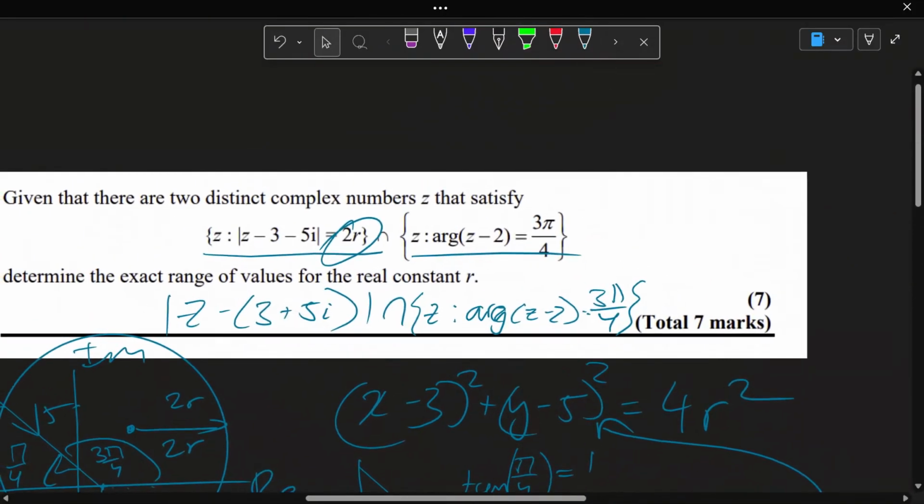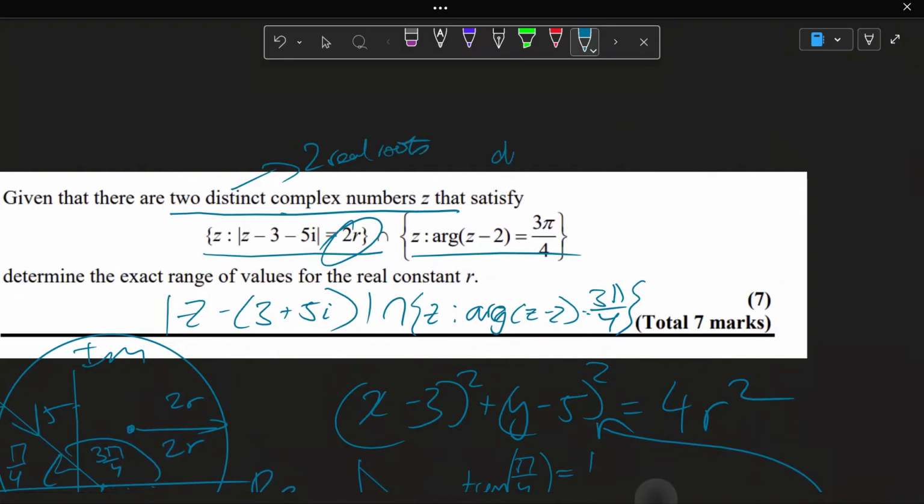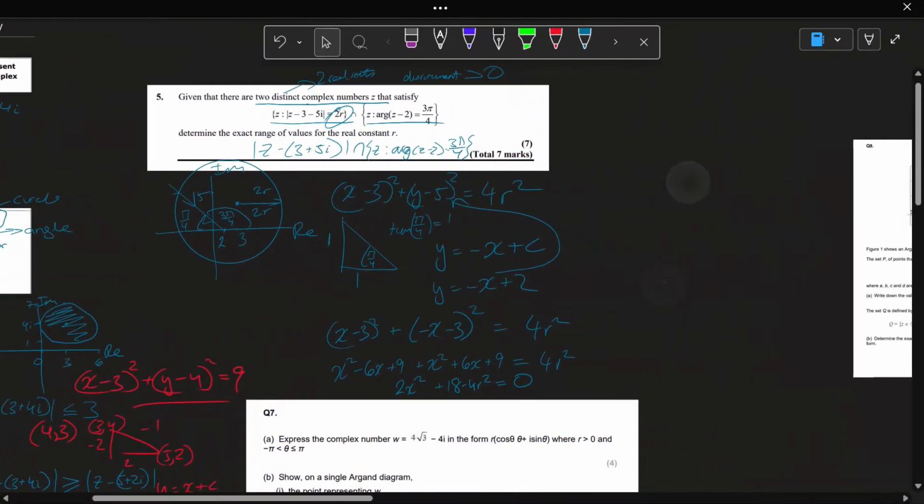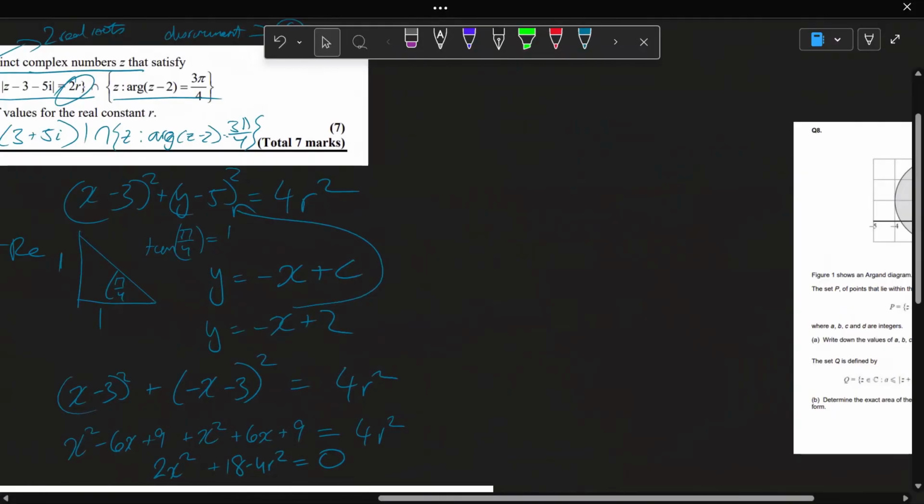Now, the question says two distinct complex numbers, so there are two real roots. So our discriminant must be greater than 0. I'm going to work with that. Our quadratic was 2x squared plus 18 minus 4r squared equals 0. So b squared minus 4ac is greater than 0. So 0 minus 4 times 2 times (18 minus 4r squared) is greater than 0. We have 32r squared minus 144 is greater than 0.